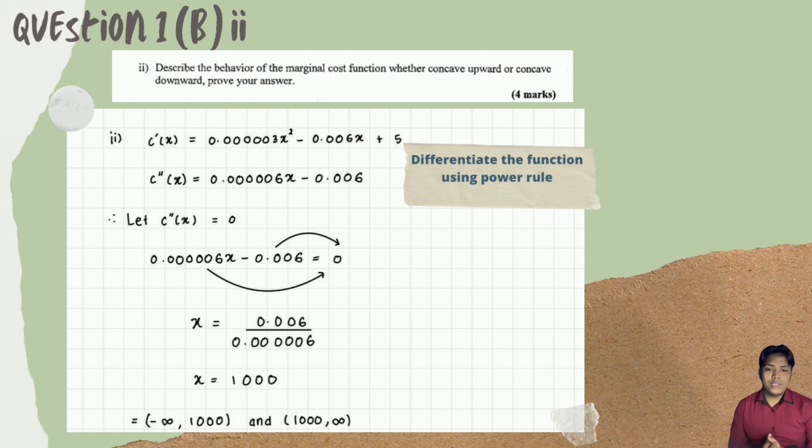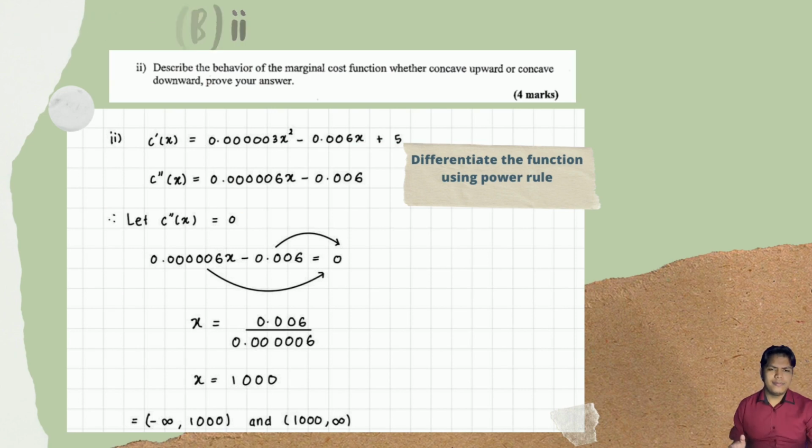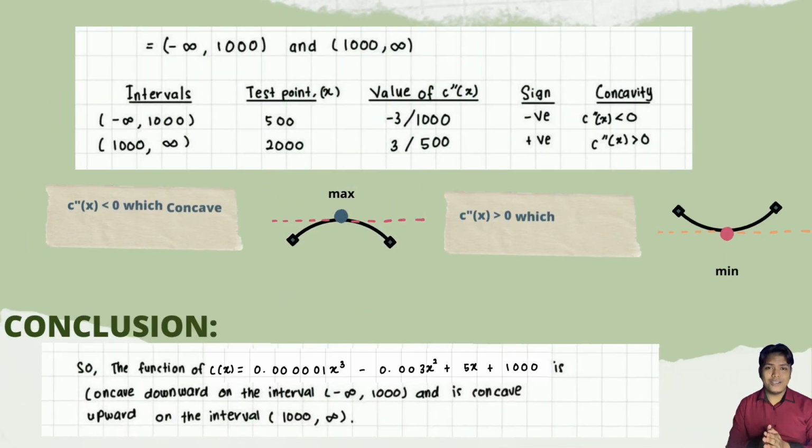So to find the value of x, we must let the second derivative of the cost function equal to 0. The value of x that we will get is 1000. So the intervals are negative infinity to 1000 and 1000 to infinity. Like previously, we must draw the table.